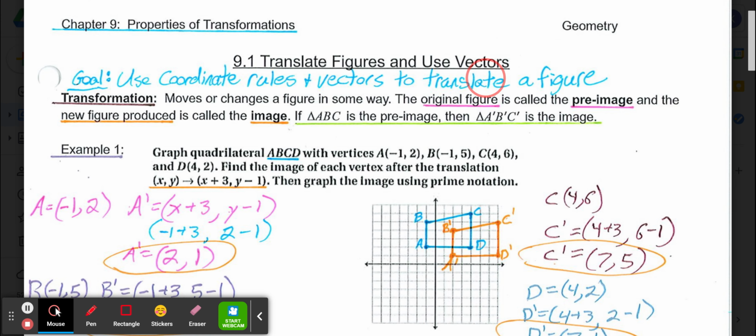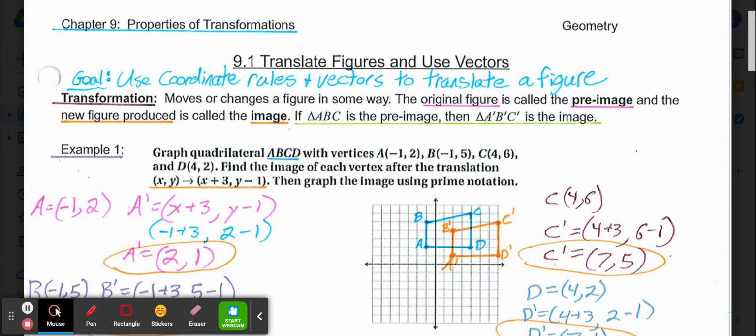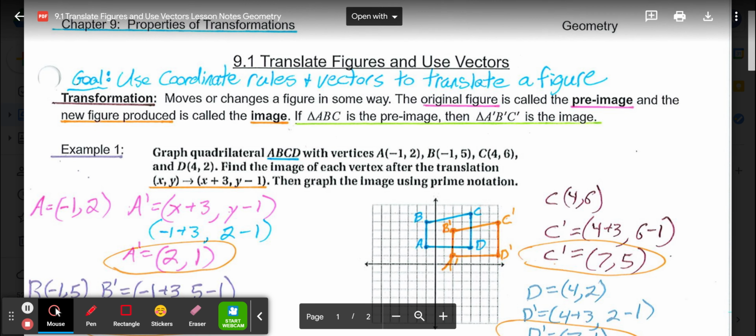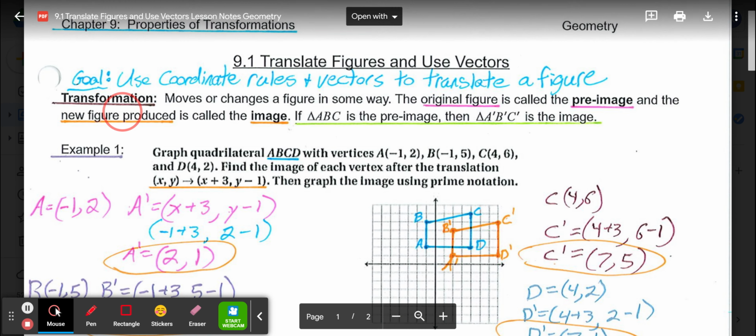A translation you can think of as just a slide or a shift. A translation is a type of transformation, and it is typically thought of just as sliding a figure. When we're dealing with a transformation, we have a pre-image and an image. The pre-image is our original figure. The image is the new figure after the transformation.